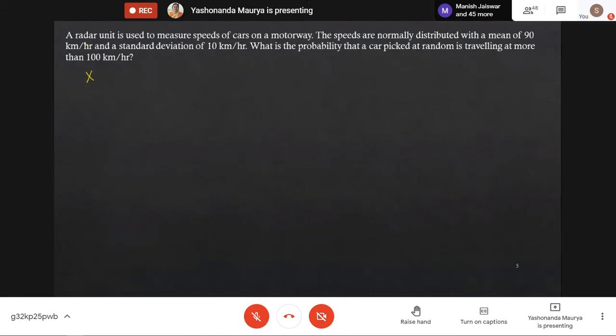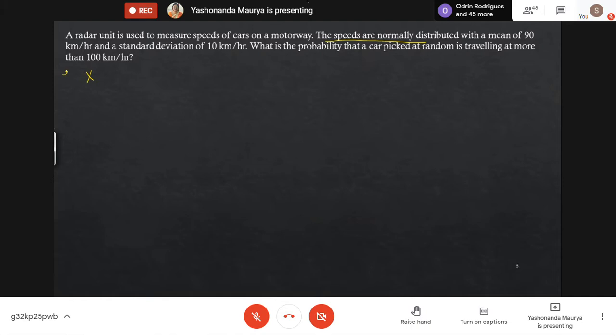So let me take this question itself. A radar is used to measure the speeds of cars on a motorway. The speeds are normally distributed with a mean of 90 km per hour and a standard deviation of 10 km per hour. What is the probability that a car picked at random is traveling at more than 100 kilometers per hour? The first thing they have said is that the speeds are normally distributed. So what do we do over here?